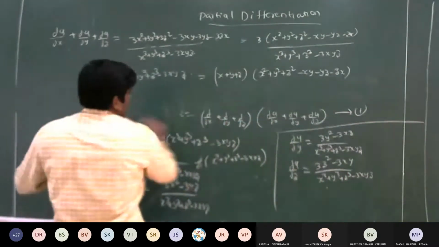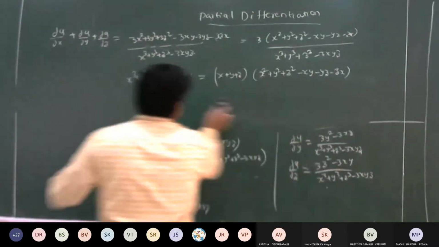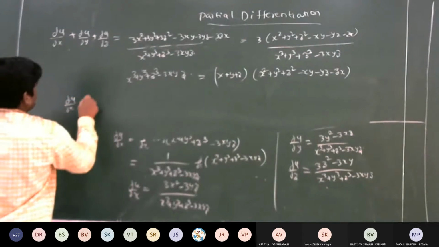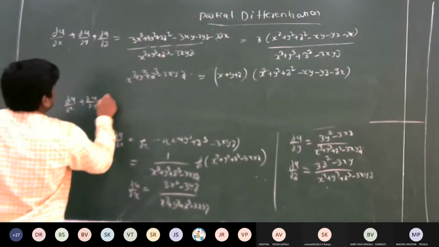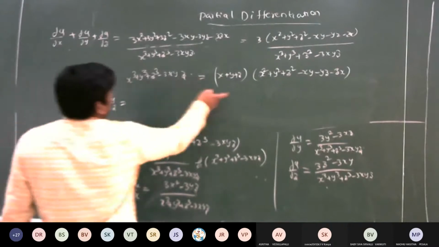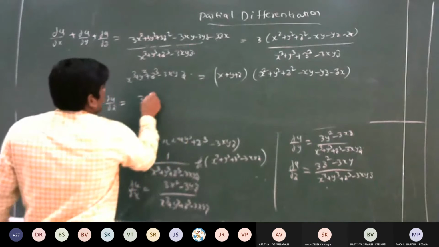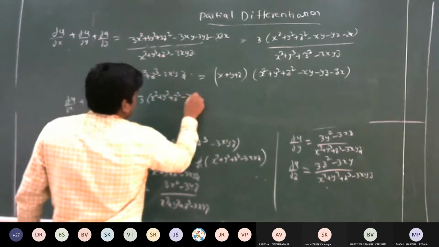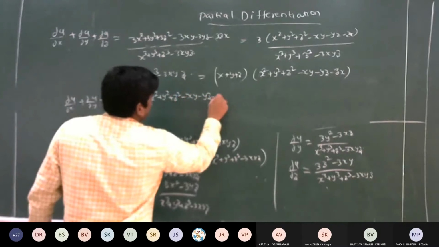Now you just substitute this value here. Then you will get the value of ∂u/∂x + ∂u/∂y + ∂u/∂z. So that is equal to, substituting this value here, 3 times (x² + y² + z² − xy − yz − zx).